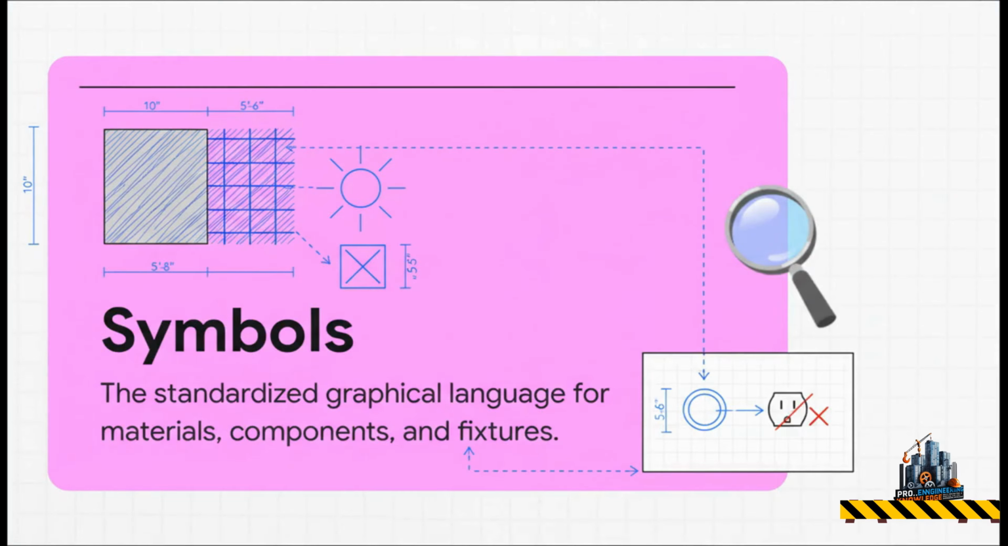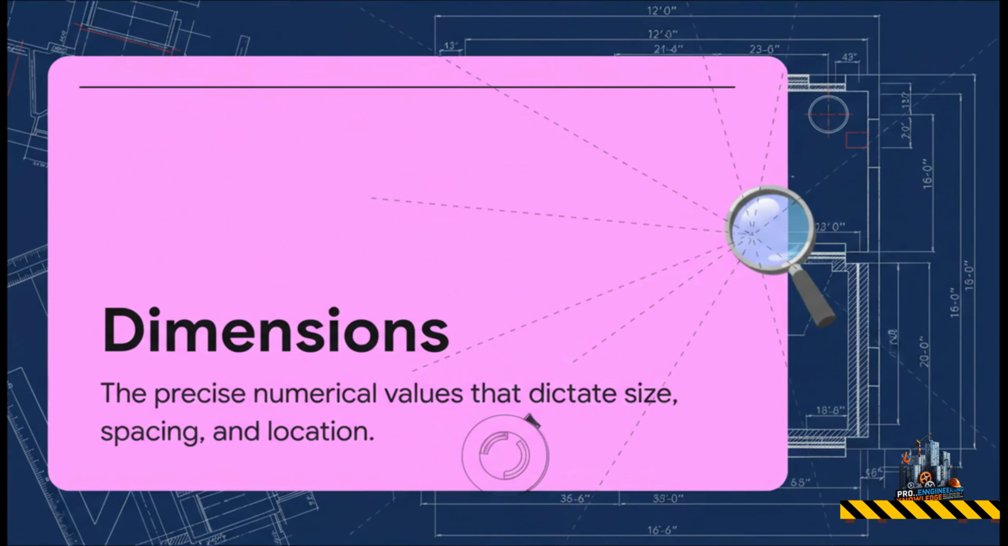So the alphabet of this language? Well, that would be its symbols. Every single line, every shape, it all means something very specific. This pattern means concrete, that one over there means steel, this circle is a light fixture. Getting a symbol wrong is like reading the word door, but thinking it says floor. You end up trying to install the completely wrong thing in the wrong place, and that is an instant recipe for rework.